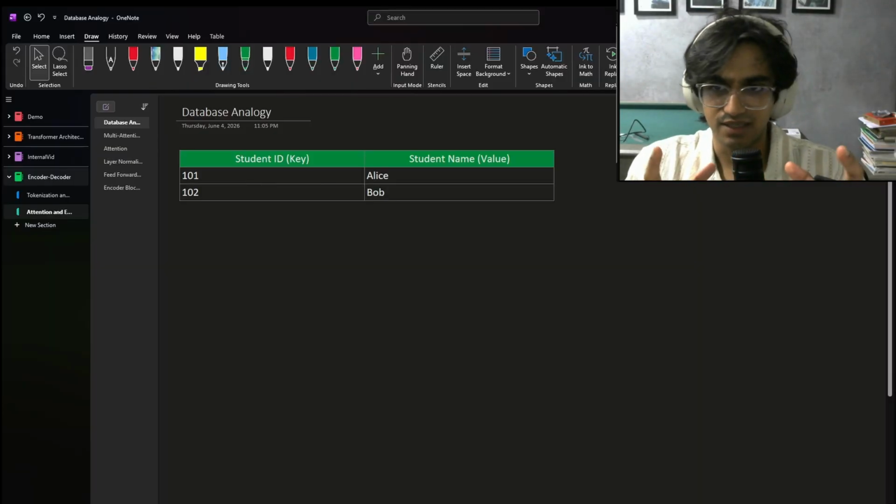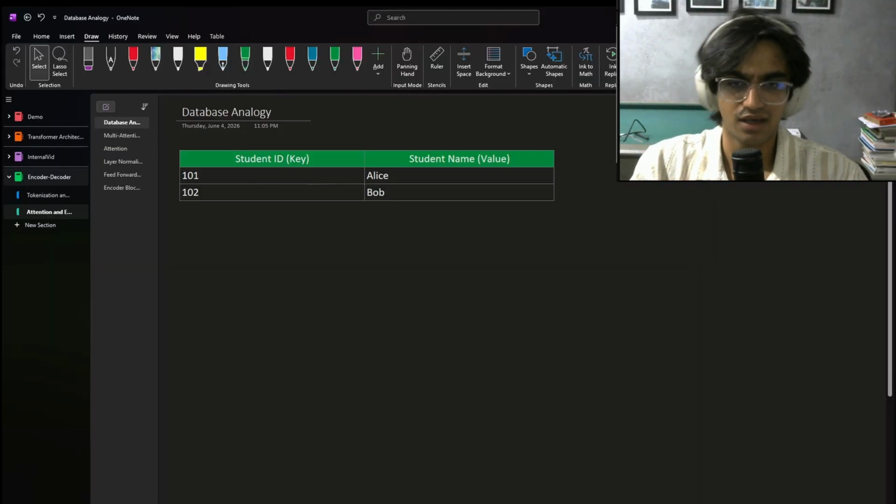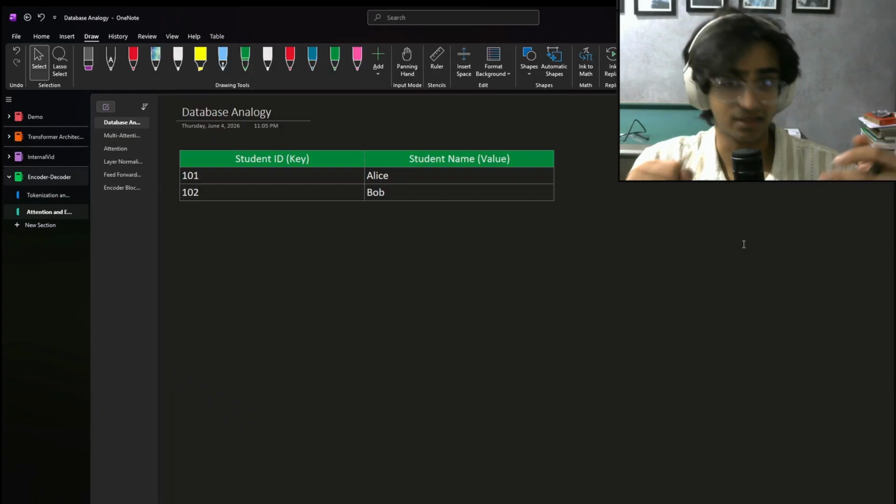So imagine you have a database where you have your student ID, which is your key, and you have some value associated with it. And here it's student name.